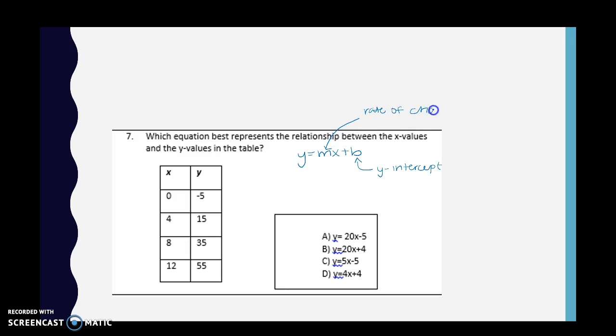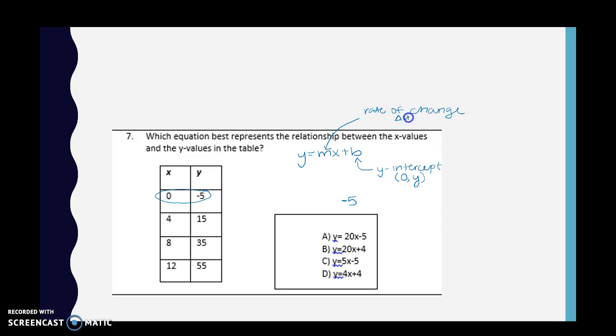So how do you find the y-intercept? So the y-intercept is the value of y when x is equal to 0. So 0, y. So do I see x as 0? I see it right here. So y is negative 5. So I know that b is going to be negative 5. And then m is our rate of change. So how do you find your rate of change?